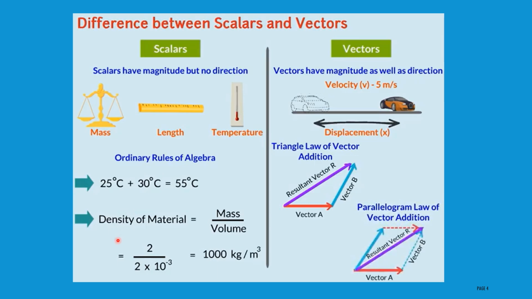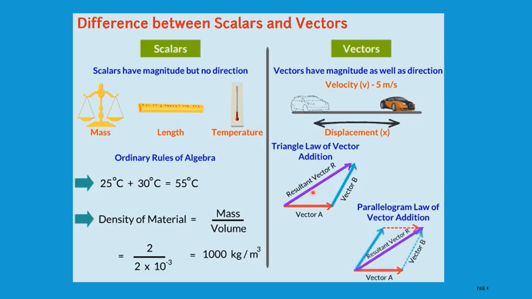Then next, consider the next example, density of a material. You know the formula, mass divided by volume. Consider, for example, any number. If the mass is 2 kg and the volume is 2 × 10^-3, then the 2 gets cancelled, and 10^-3 shifts up, so it becomes 10^3. 10^3 is nothing but 1000 kg per meter cube. When we are solving, we use the simple, ordinary rules of algebra.